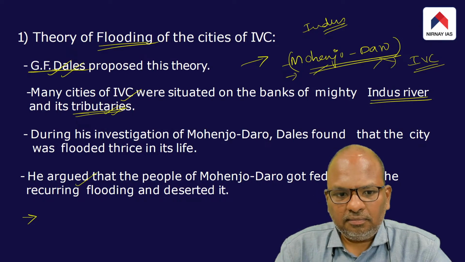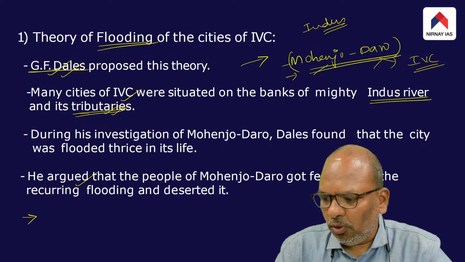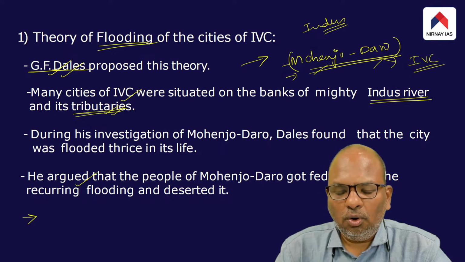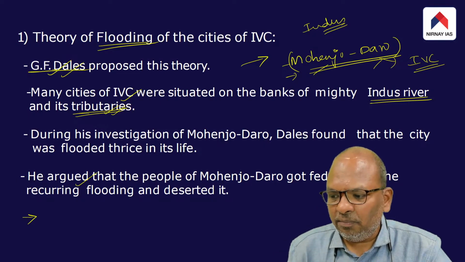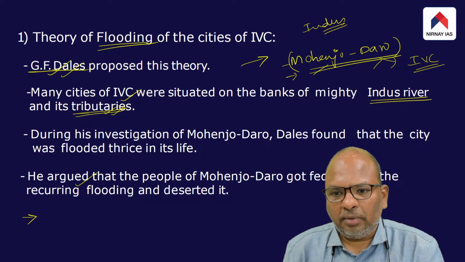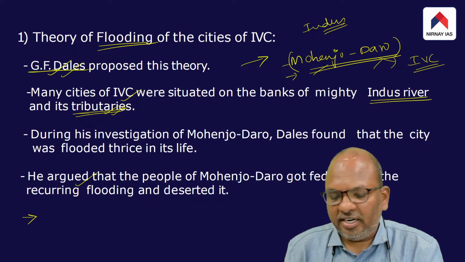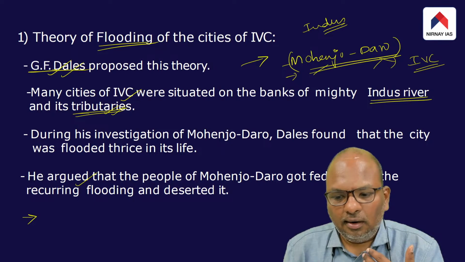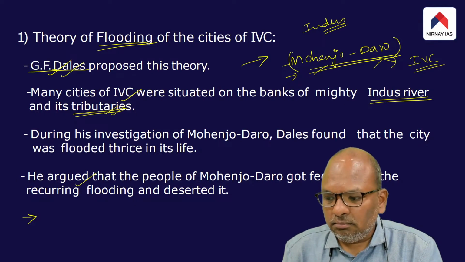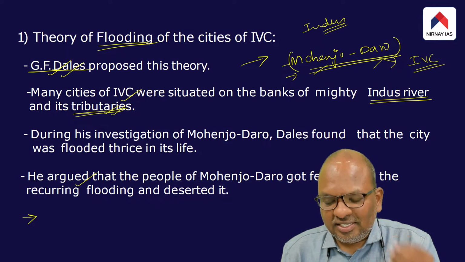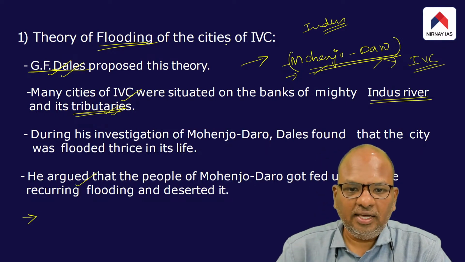During his investigations at Mohenjo-daro, he found that the city was flooded thrice in its lifetime. That made him argue that possibly the same situation might have existed in other cities of the Indus Valley. Therefore, he argued that the people might have got fed up with the recurrent phenomena of flooding, which made them desert those cities and migrate to some parts of India. That was the theory proposed by Dales.